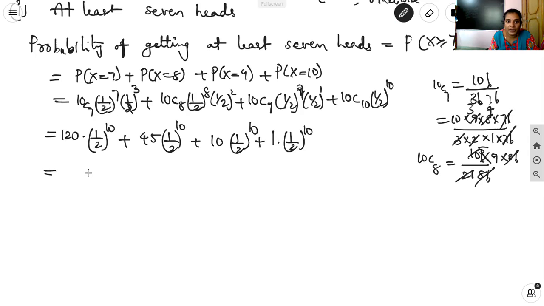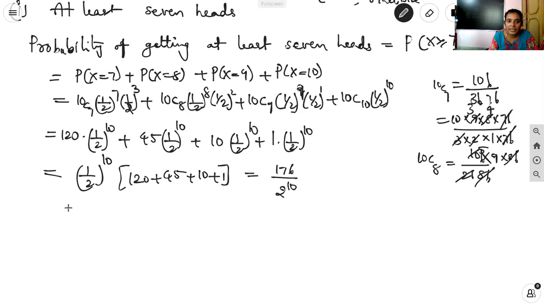It is equal to 1 by 2 whole power 10 taking common: 120 plus 45 plus 10 plus 1. It is equal to 45 plus 10 is 55, plus 1 is 56, plus 120, that is 176 by 2 power 10. It is equal to 176 by 2 into 2 into 2 into 2 power 7.